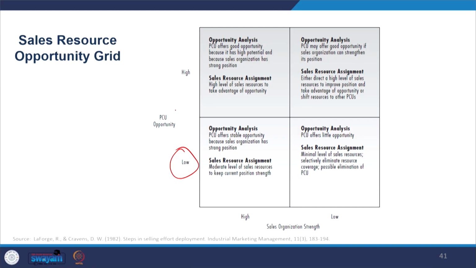The third case is when the PCU opportunity is high and the sales organizational strength is low. So, we are talking about this situation. The PCU may offer good opportunity if sales can strengthen its position, if salespeople can join and strengthen its position, so it can do better.